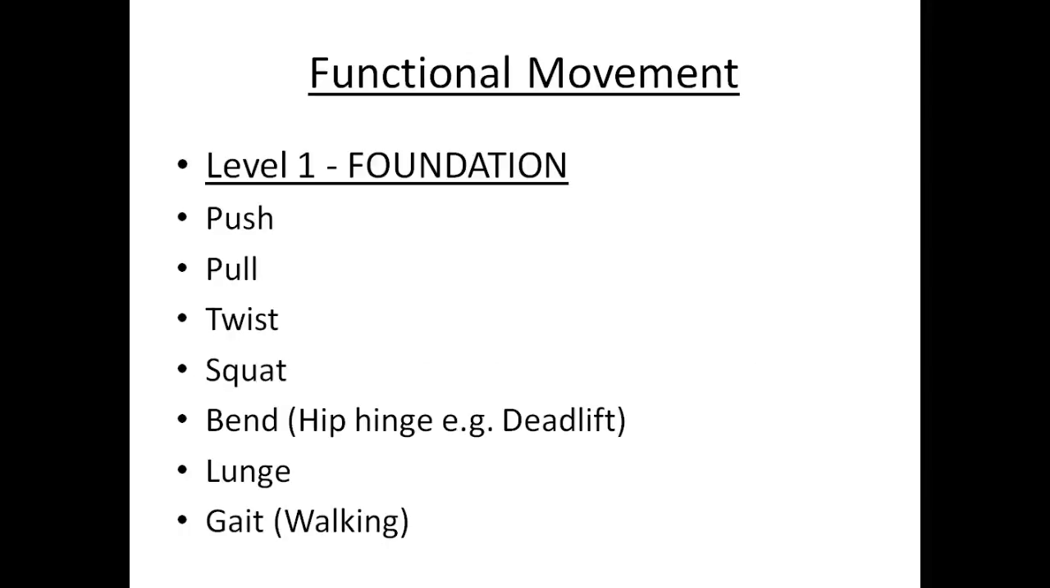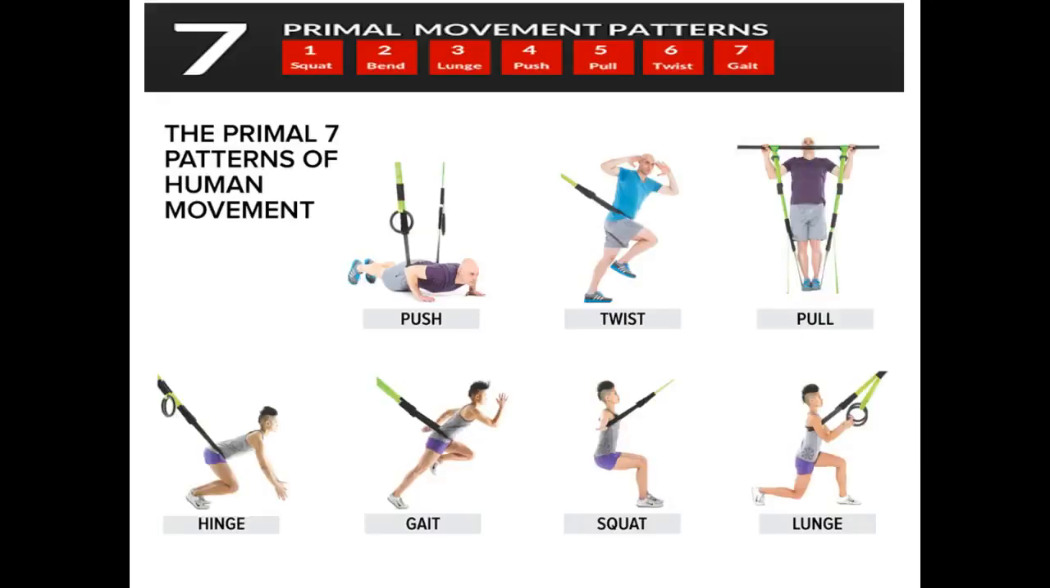So in terms of functional movement, we've got 7 functional movements that have been identified at level 1. These are our foundation movements. Pushing, pulling, twisting or twist resisting, squatting, hip hinging, lunging, and of course gait, or walking, running. So these are primal patterns, and they're involved in all types of exercise. You can see the athlete doing all types of different exercise there.